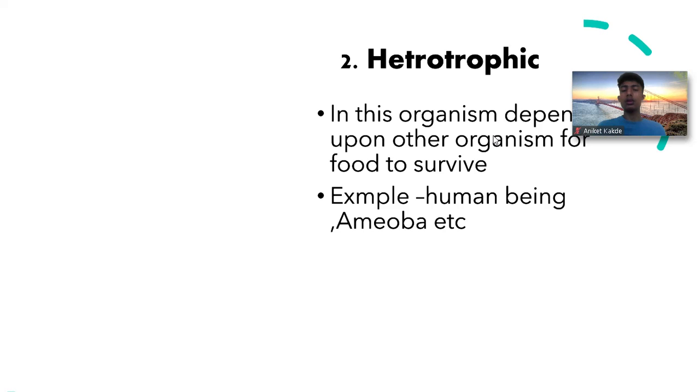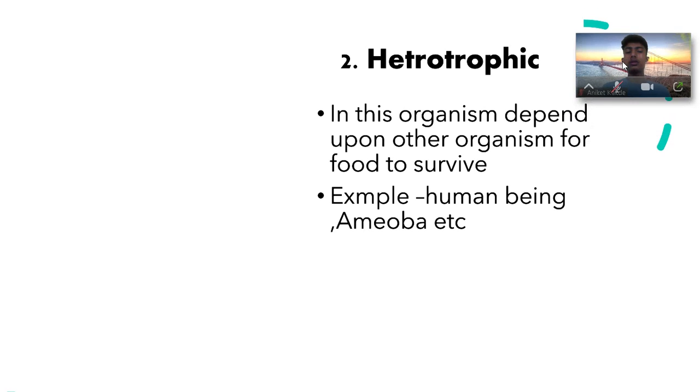The second one is the heterotrophic mode of nutrition. In this, an organism depends upon another organism for food to survive. Examples are human beings, amoeba, etc. In the heterotrophic mode of nutrition, the organism can't prepare its own food, so it is dependent upon another organism for food.